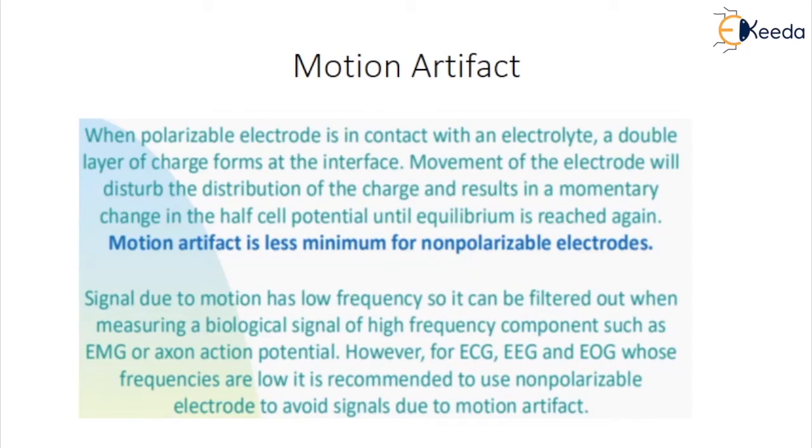The signal due to motion has low frequency, so it can be filtered out when measuring a biological signal with a high frequency component, such as EMG, electromyograph, or axon action potential. However, for ECG, electrocardiogram, EEG, electroencephalogram, and EOG, electrooculogram, whose frequencies are low, it is recommended to use a non-polarizable electrode to avoid signals due to motion artifact.